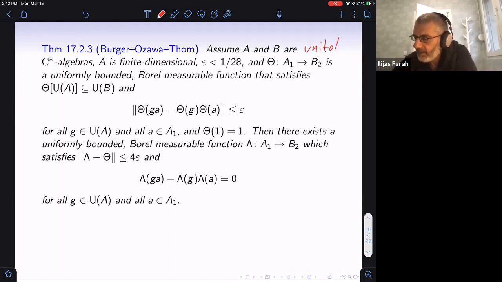A is finite dimensional. Epsilon is again small enough. Theta maps, now this is not a typo, the unit ball of A into the 2 ball of B. So I do mean the 2 ball of B here.